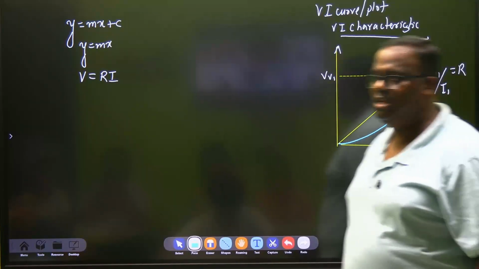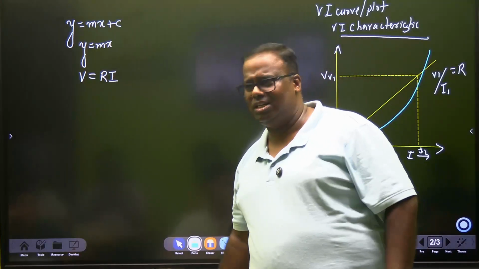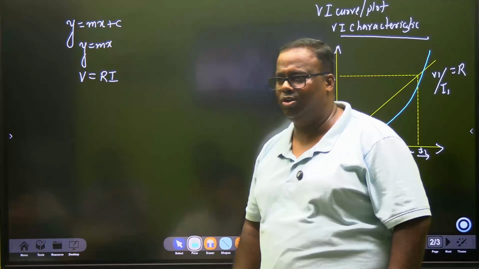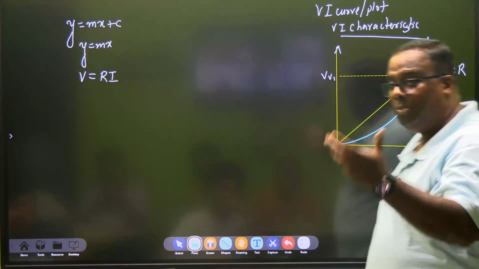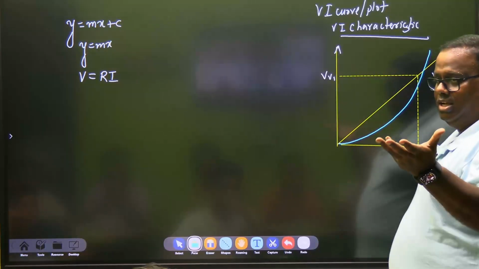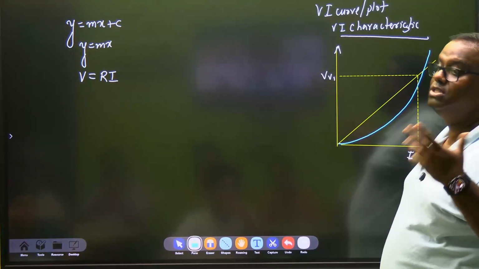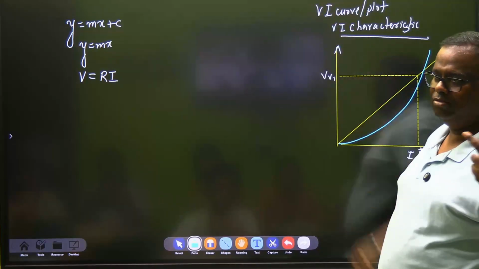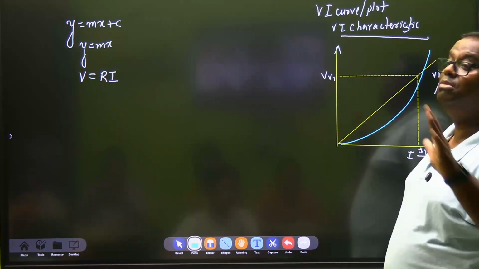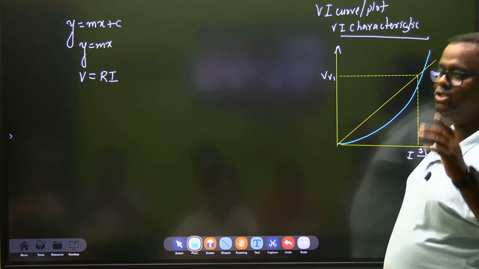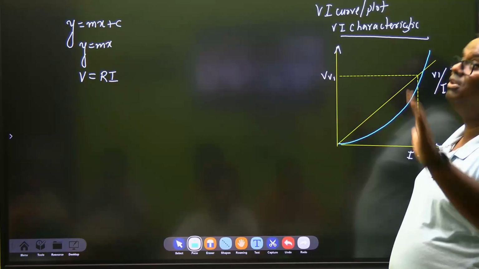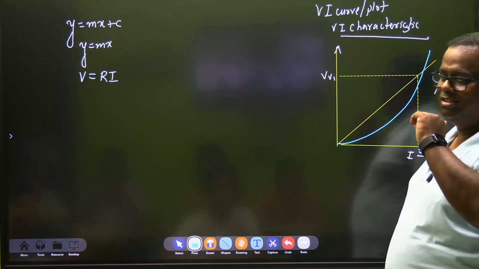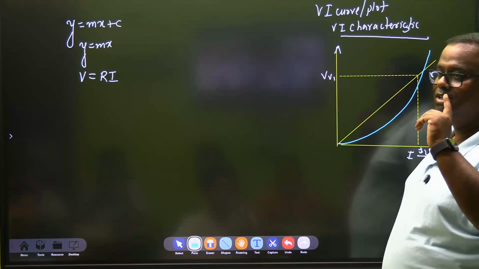Now you asked me, sir, do we get ohmic conductors in real life? Not exactly. Suppose copper is a very good conductor of electricity. The best conductor of electricity is who? Silver. Always remember, silver is the best. So sir, why are we not having silver wiring? Not about expenditure. First of all, theft will take place. People will steal it.